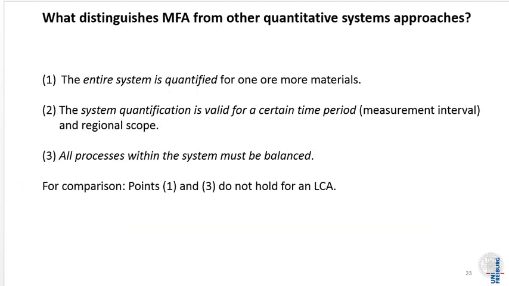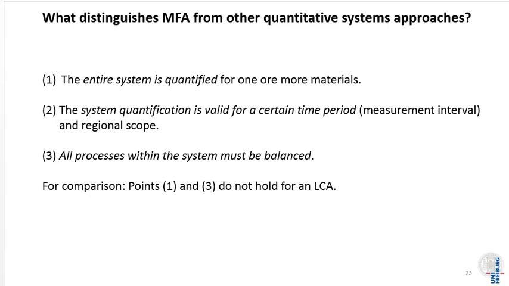The material and energy flow analysis approach is very basic and is also distinct from other approaches that we use in industrial ecology. The first distinct feature is that in MEFA we quantify the entire system for one or more materials. Not just parts of the system, but all processes and all flows are quantified for this material, and I can do the mass balance or energy balance for all processes in the system.